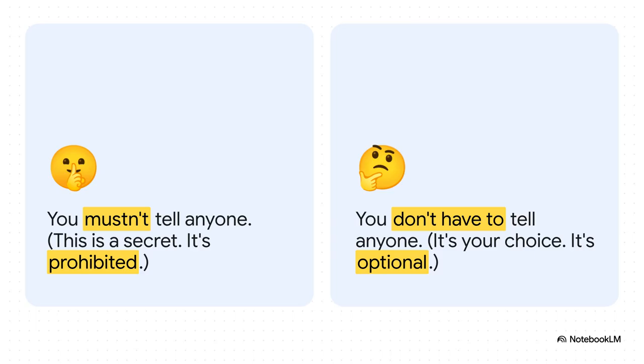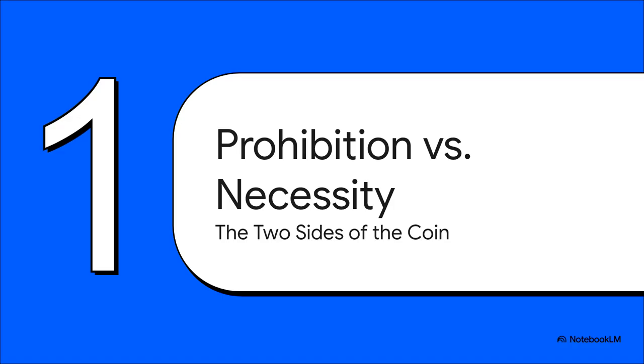It's night and day. To really nail this down, we've got to understand the two main ideas at work here: prohibition and no necessity. Think of them as two sides of the same coin. One is all about rules and restrictions, and the other is all about freedom and choice. So let's dive into each one.